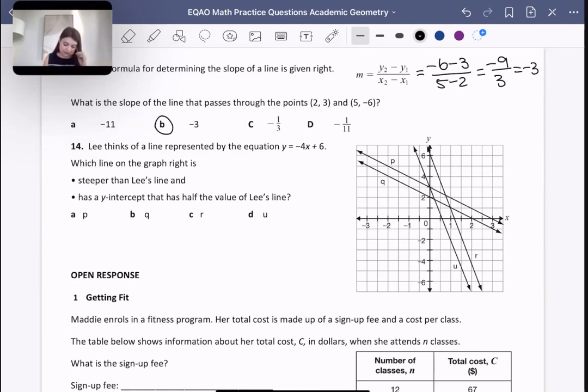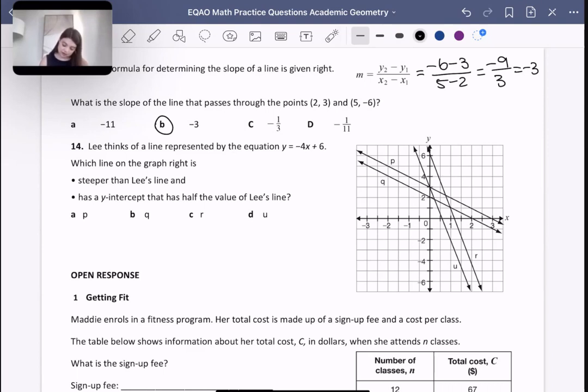So nice and simple. We take 2 points and we use them to figure out what our slope is using our delta y over delta x, or y2 minus y1 over x2 minus x1. Good. Let's move on to 14.